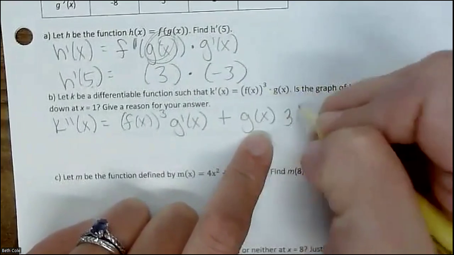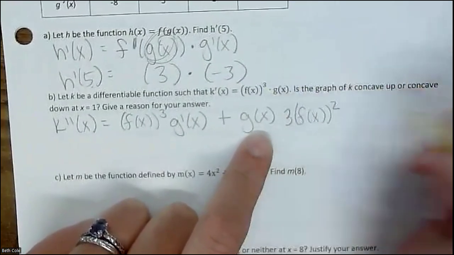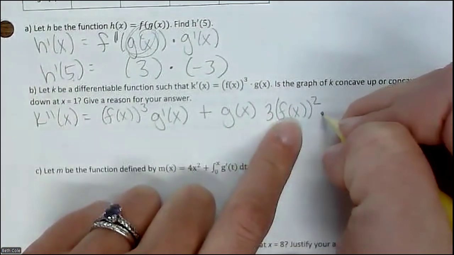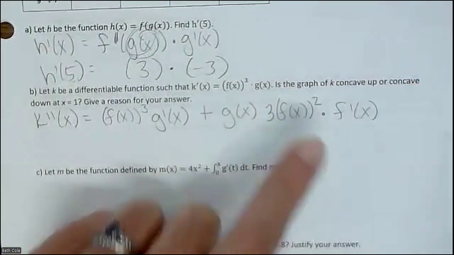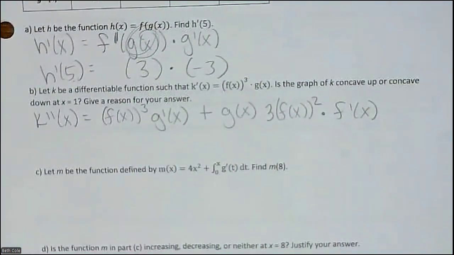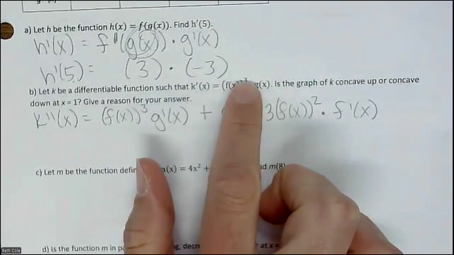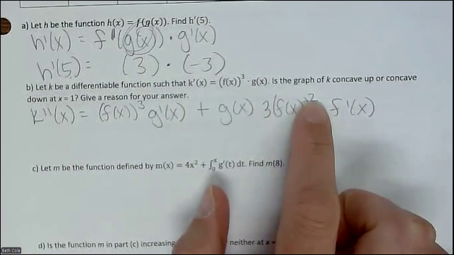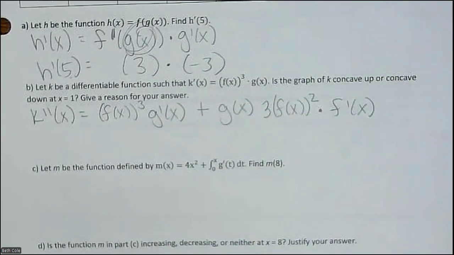You're going to bring the 3 down, it drops to a 2, and then you chain on the derivative of what's inside. I can't remember everything in the world, but if instead of a cubed that was a squared, it throws everybody off when they bring the 2 down and then that drops to a 1. So just be careful with that.